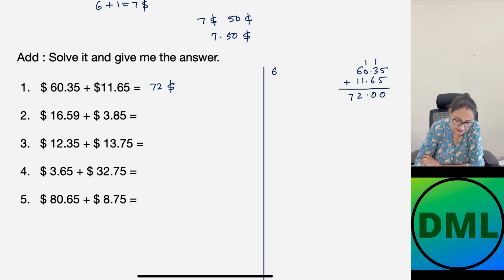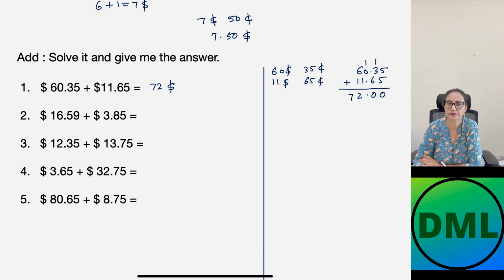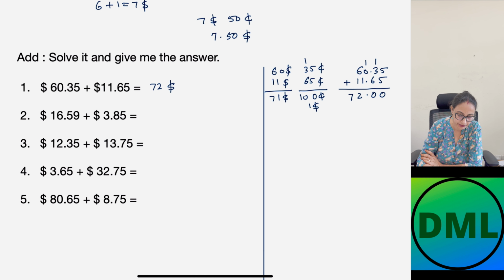$60.35 will be written as $60.35. $11.65 will be written as $11.65. You have to add them separately. Let's add it here. 1 plus 0 is 1, 6 plus 1 is $71. If you add it here, 5 plus 5 is 10 here, 1 carry over, 6 plus 1 is 7, 7 plus 3 is 10 here, so that will be 100 cents. 100 cents is $1 again. I have $71 and $1, so that will give you $72. That will be your answer here.